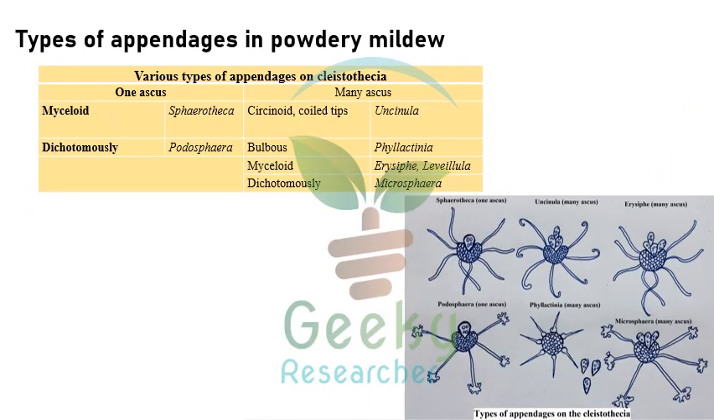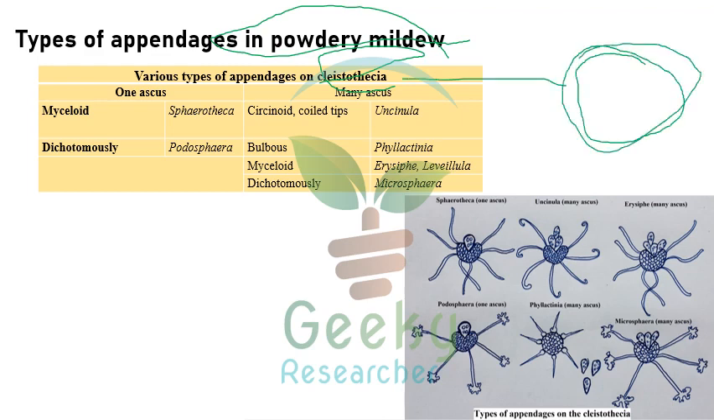So the next one is the type of appendages in powdery mildew. Now we will discuss the various types of appendages on the Cleistothecia. First of all, let me tell you what a Cleistothecia is. Cleistothecia means a completely closed ascocarp where the asci are produced inside. At the stage of maturity, pressure is produced from the inside and it bursts out, and the spores are released outside.